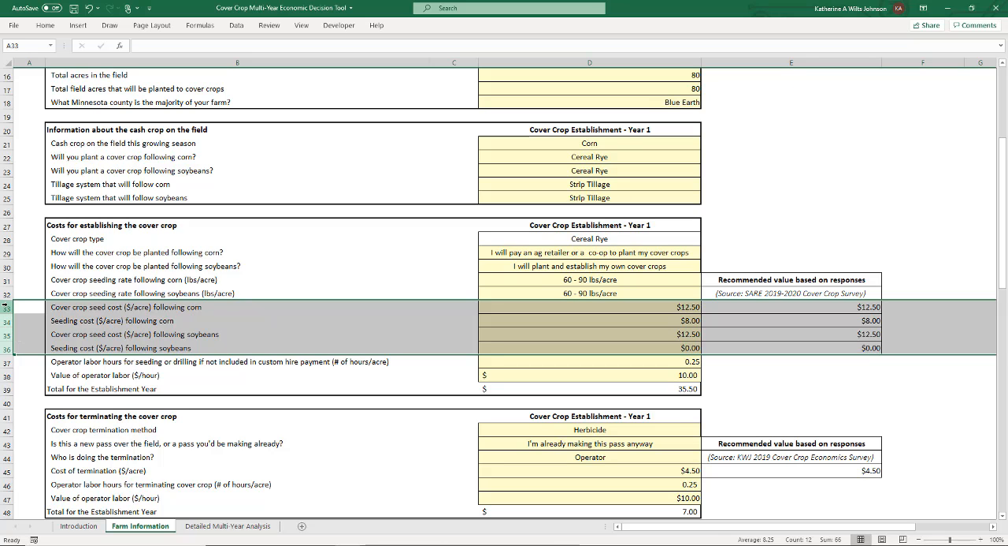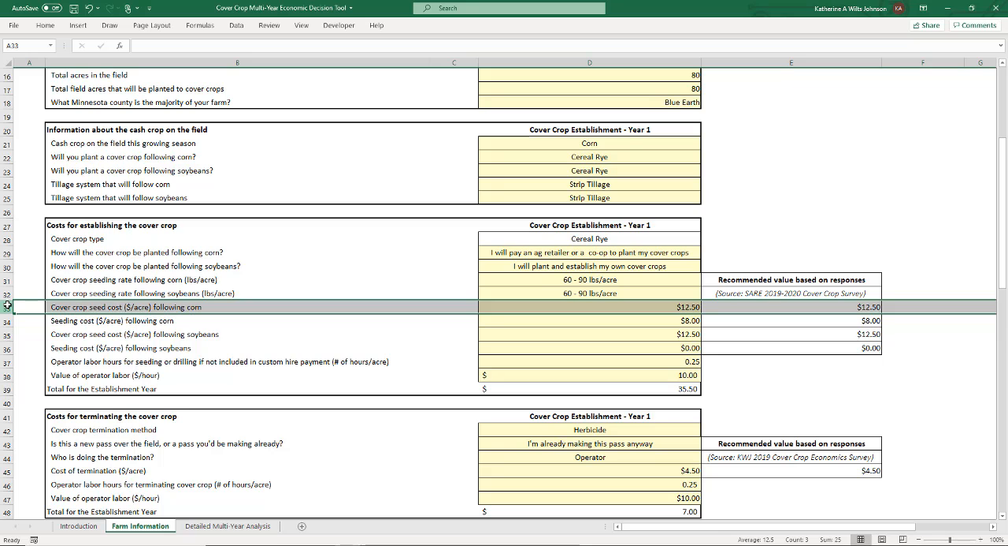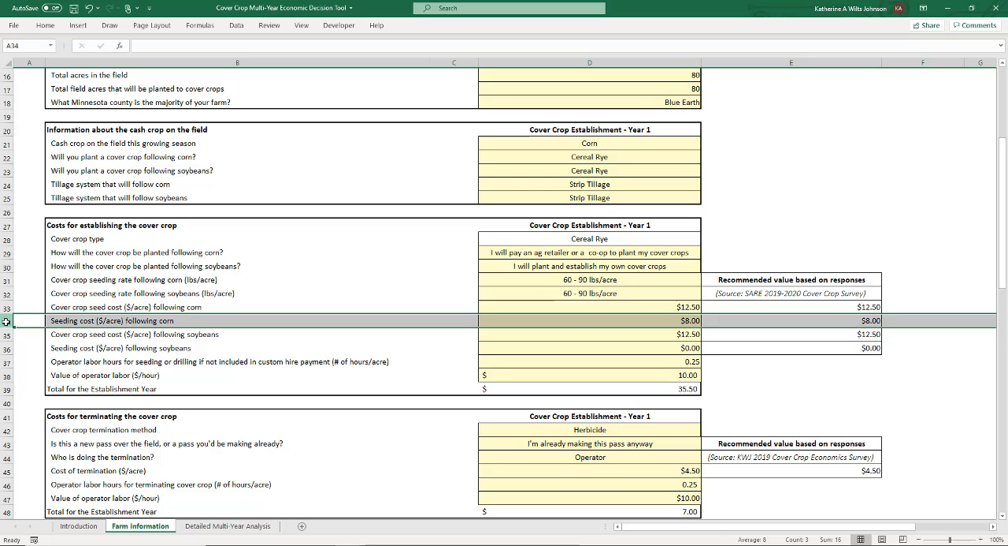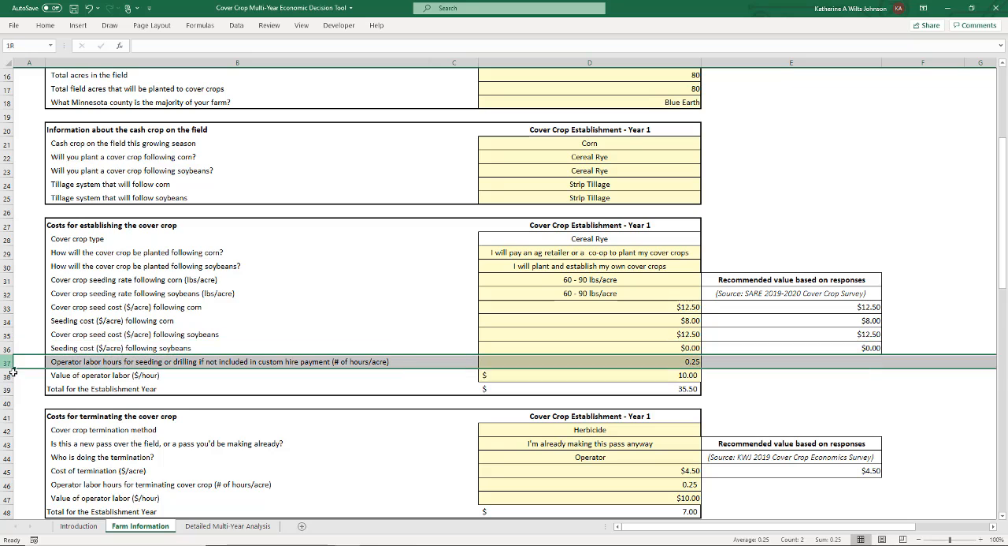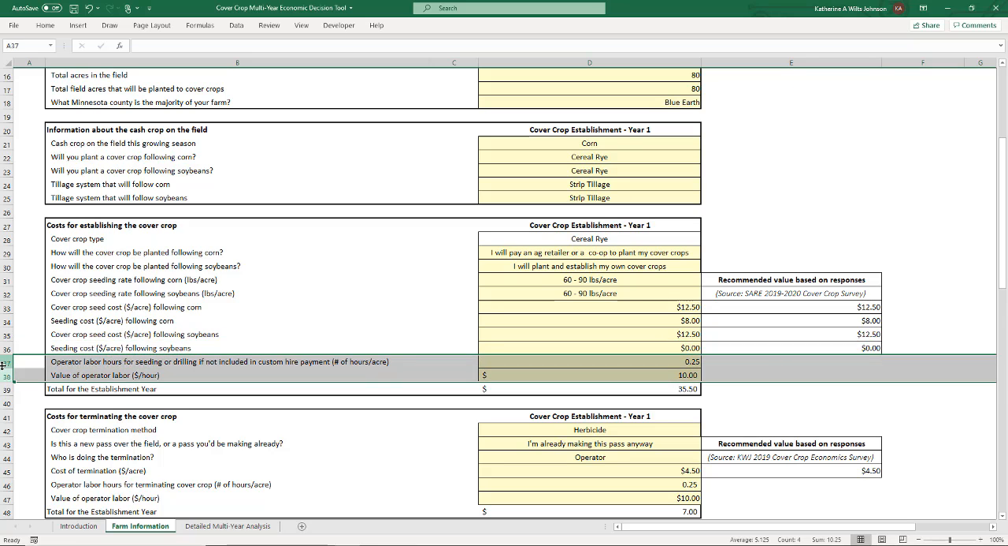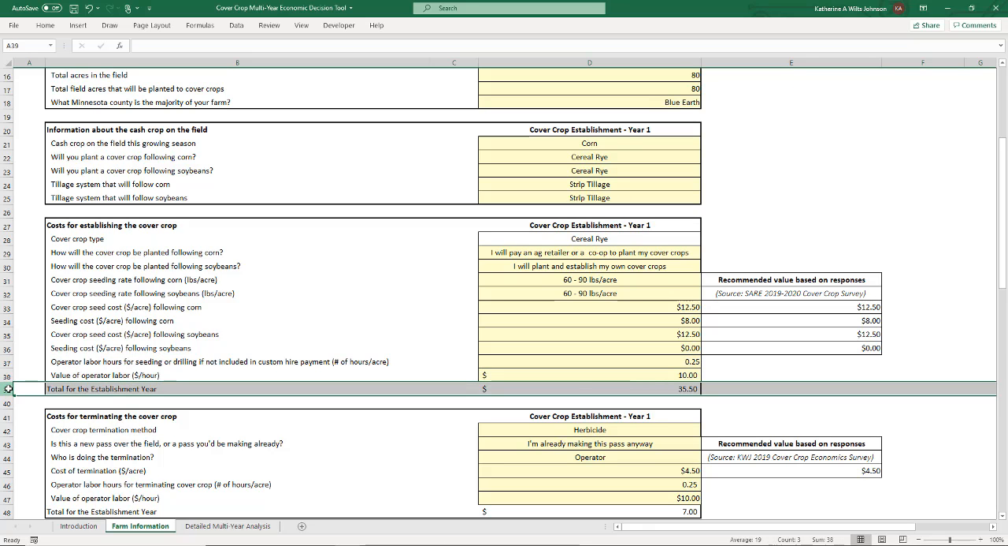So $12.50 an acre for cover crop seed and $8 per acre to hire that ag retailer to plant the cover crop following corn. They don't have any cost for following soybeans for seeding. However, they have to calculate in here this operator cost since they are planning on doing this themselves. So we end up with a total establishment cost of $35.50.